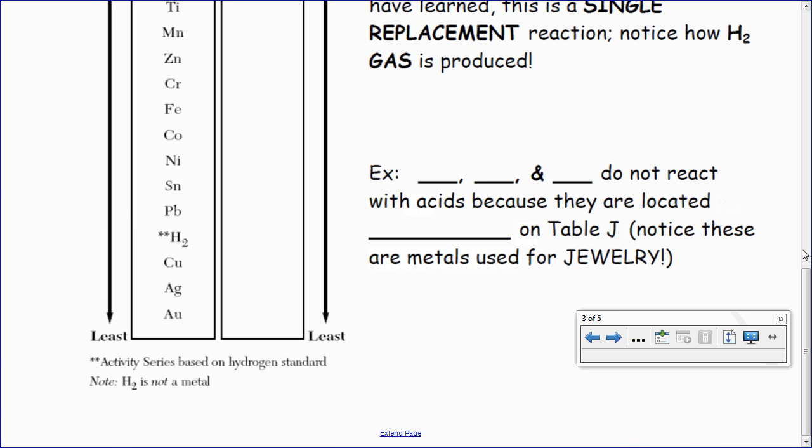Now, there are 3 metals on our chart, Table J, that do not react with acids because they are located below H2. The 3 are copper, silver, and gold. These 3 metals are classically considered to be relatively inert. They do not like to react with things because they're located below hydrogen. Those 3 metals don't like to react with anybody. Hydrogen and acids are no exception. Everything else will react by increasing order towards the top.